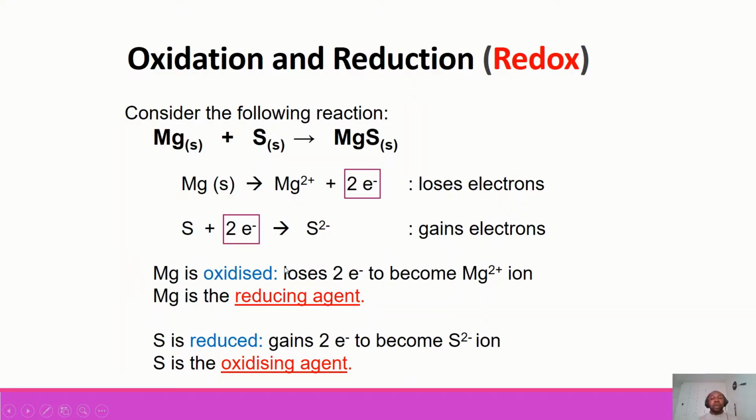So magnesium is oxidized, it loses 2 electrons to become Mg2 plus. That means magnesium is going to be the reducing agent because it's the one losing electrons. So sulfur is reduced, that is, it gains 2 electrons to become S2 minus ion. And therefore, sulfur is going to be the oxidizing agent.